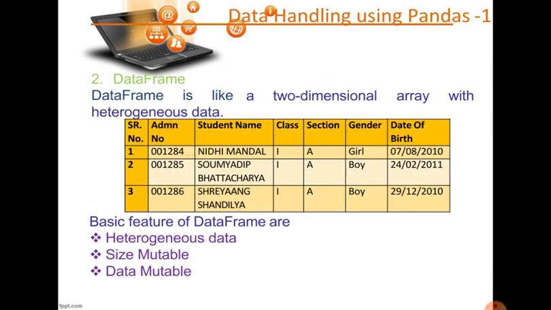Second one, data frame. Data frame is like a two-dimensional array with heterogeneous data. You can observe the given table: serial number, admission number, student name, class, section, gender, date of birth. Basic features of data frame are heterogeneous data, size mutable, data mutable.